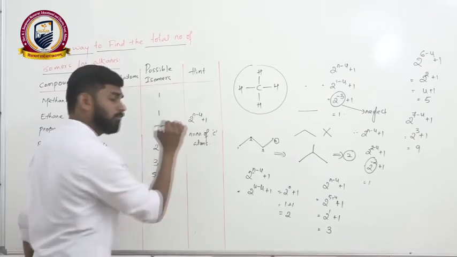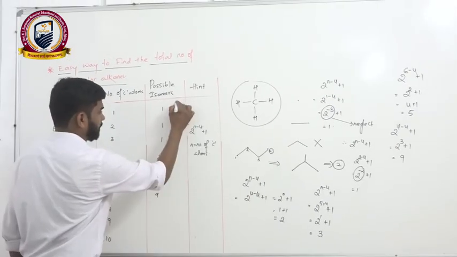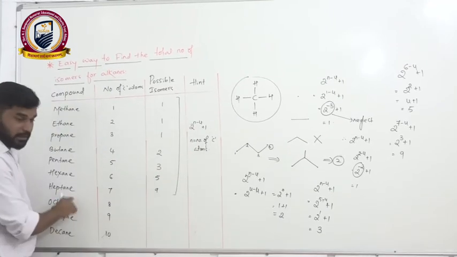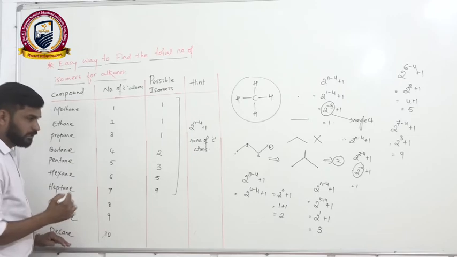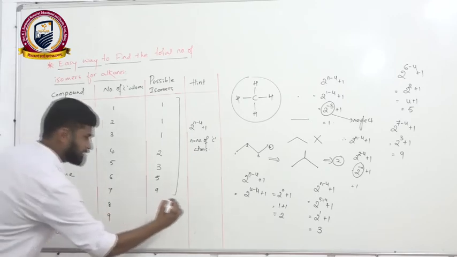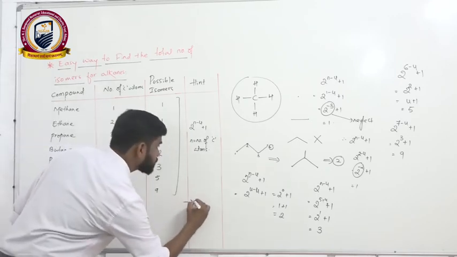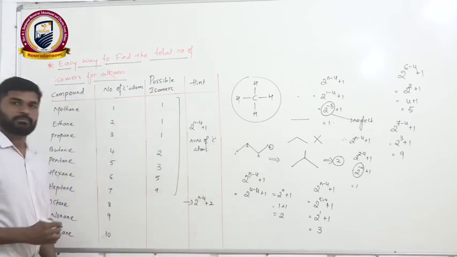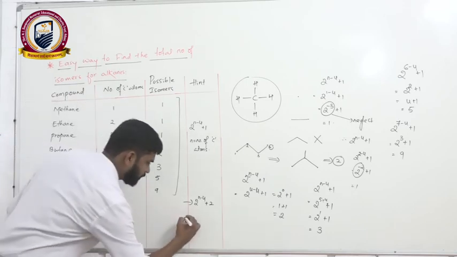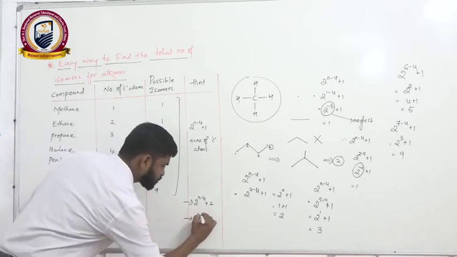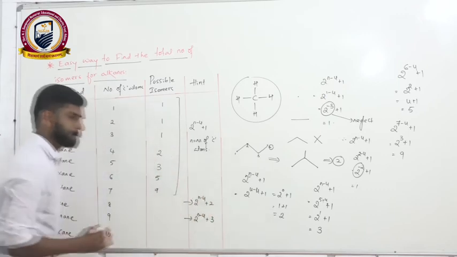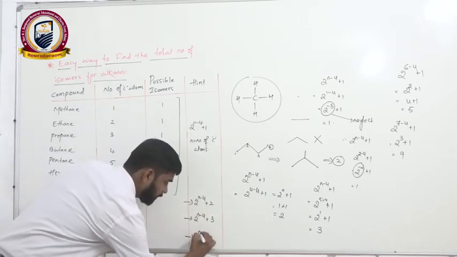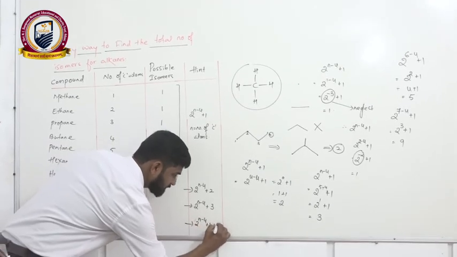So this formula works only up to heptane. So this formula works up to heptane. And from octane, nonane and decane we will have a different one. For octane we have to make use of the formula 2 raised to n minus 4 plus 2. And for nonane we have to make use of the formula 2 raised to n minus 4 plus 3. And for decane 2 raised to n minus 4 plus 1 plus n.